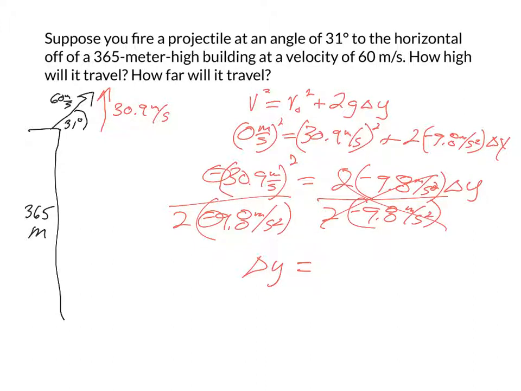So 30.9 squared divided by 2 times 9.8. Be sure to put that in parentheses. And I get 48.7 meters.